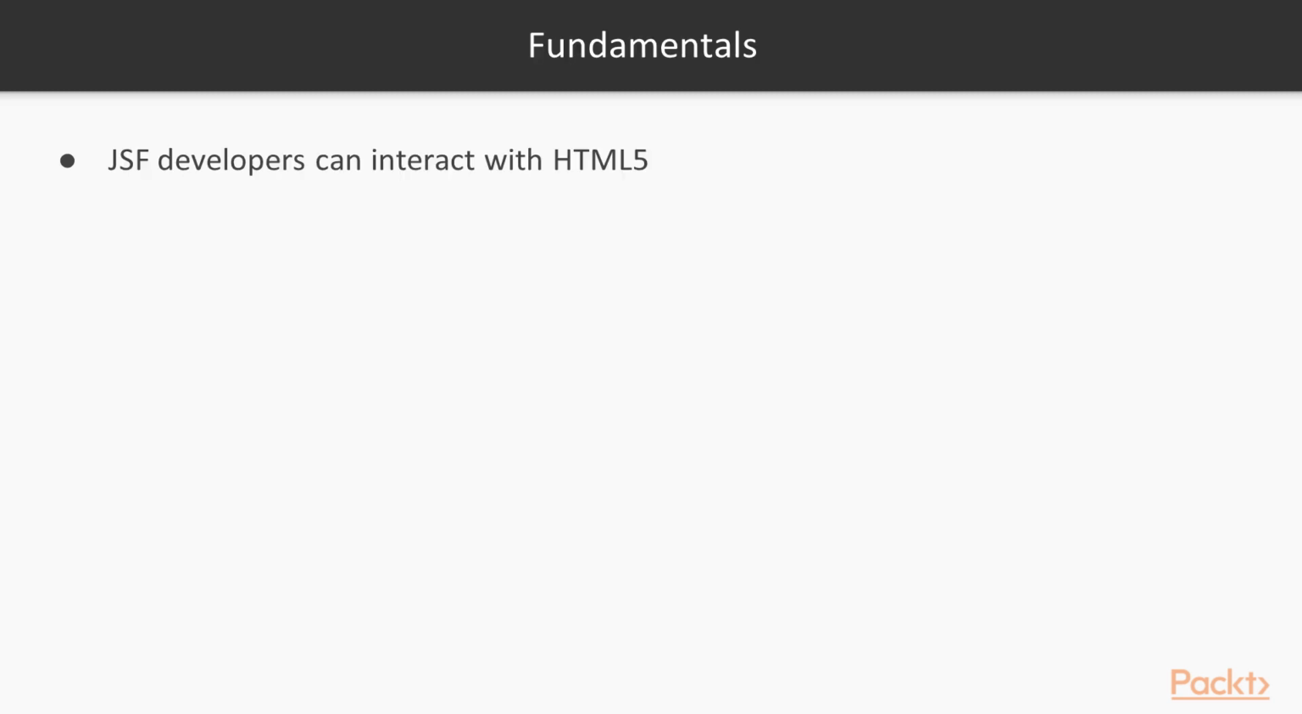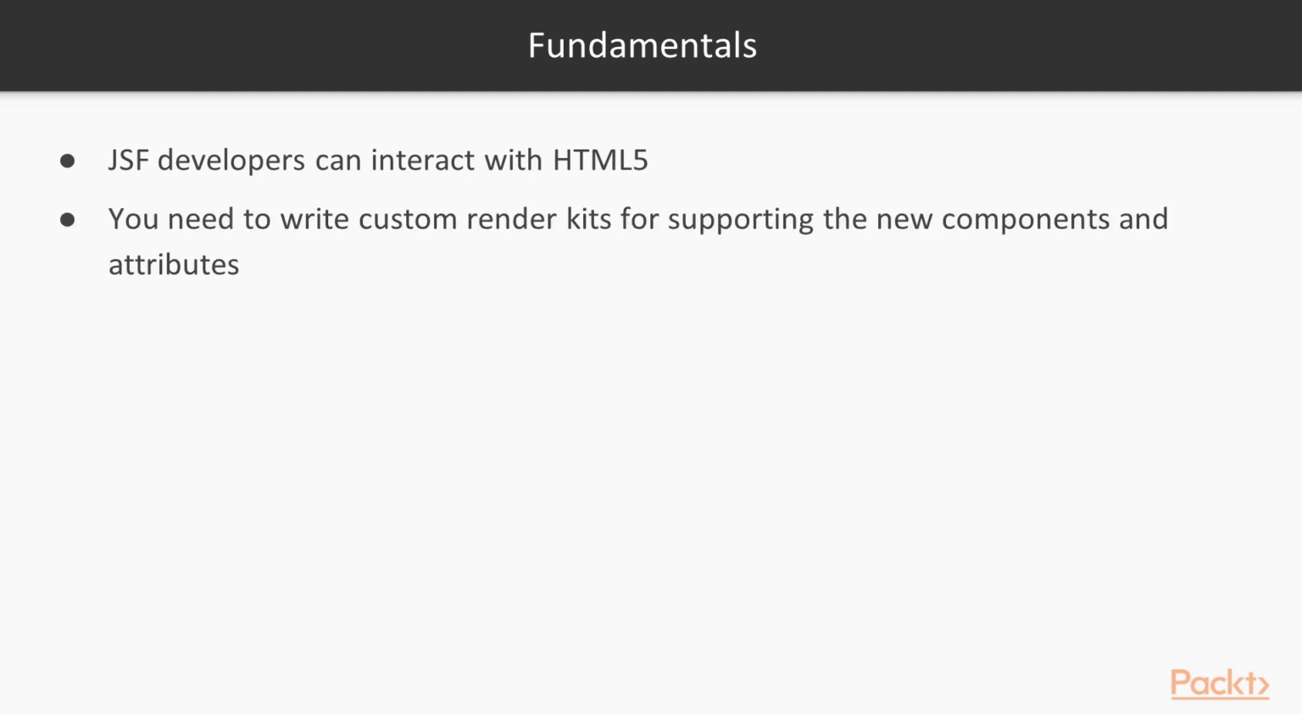Everybody involved in web application development is enthusiastic to explore and use HTML5, which comes with a bunch of new components and features, such as audio, video, keygen, and so on and so forth. Starting with Java Server Faces 2.2, developers can interact with HTML5 via the pass-through attributes. This approach is the alternative to writing custom render kits.